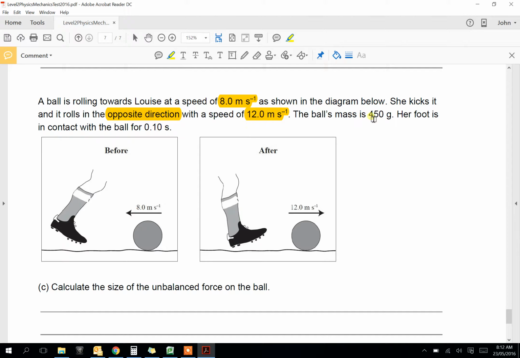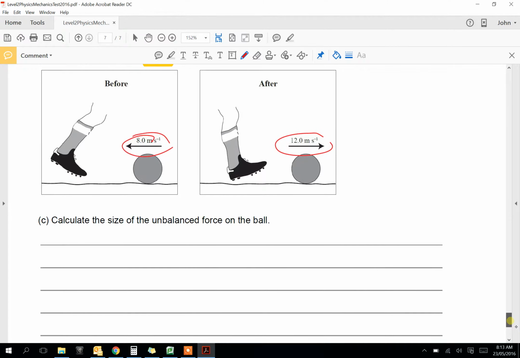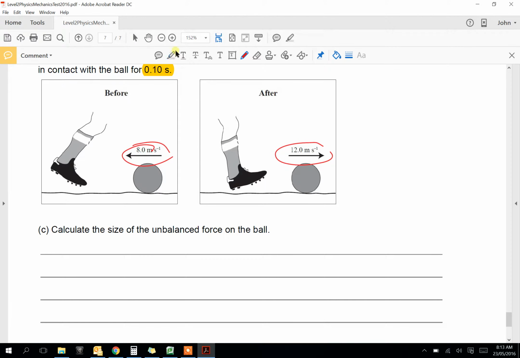The ball's mass is 450 grams and her foot is in contact with the ball for 0.10 seconds. There's quite a bit of information in there. We've got diagrams to help us down here. We can see the opposite direction, can't we? Take it coming in there. Okay, so what does the question want us to actually do? The question says calculate the size, only the size, don't need the direction, of the unbalanced force on the ball.